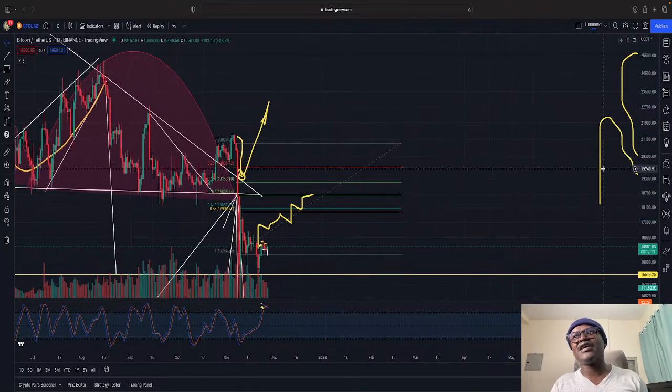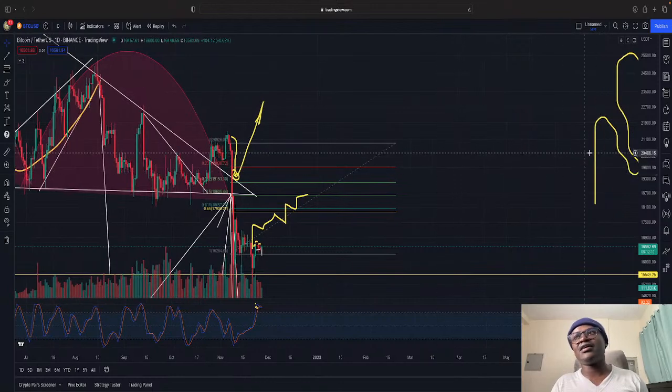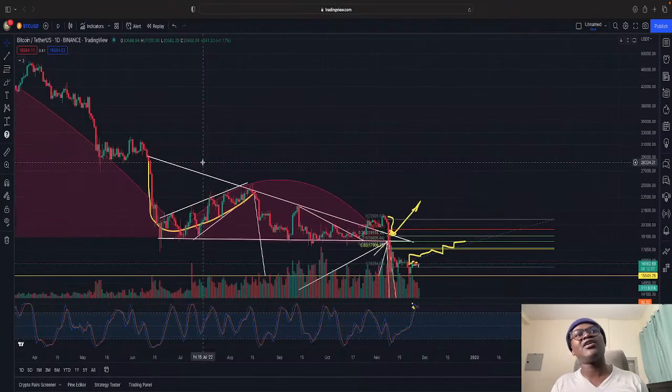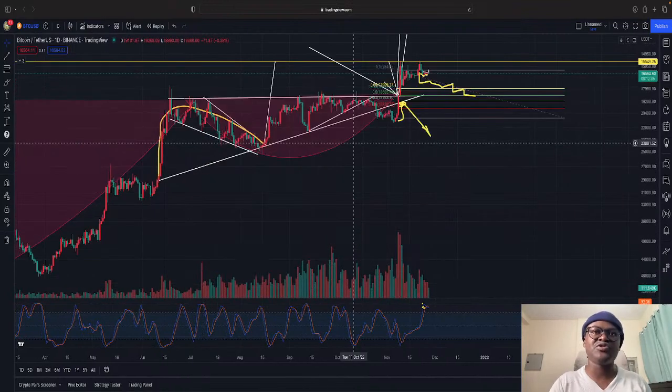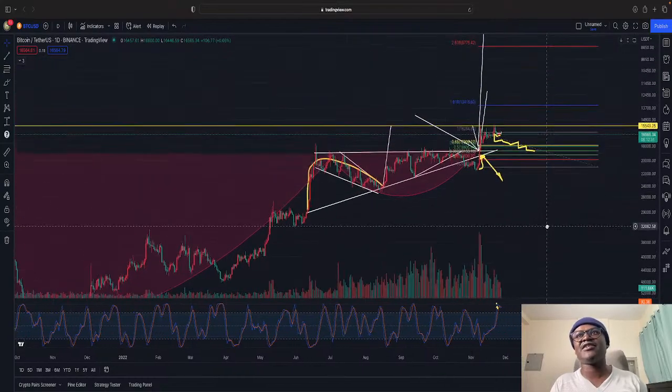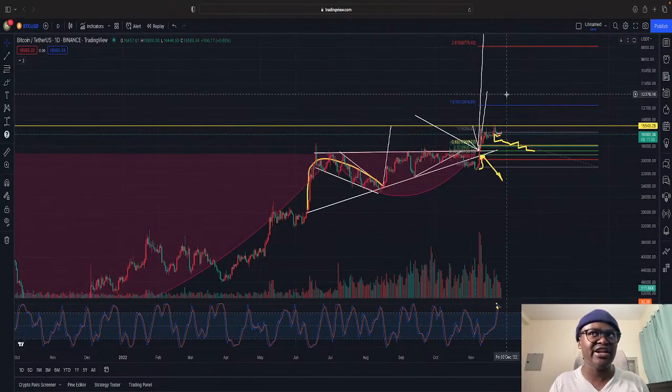Okay, so that is for descending and ascending triangles. The same thing here works for an ascending triangle. If you just invert it like so, it will be the exact same thing. It will come down here, retrace, then shoot back up.